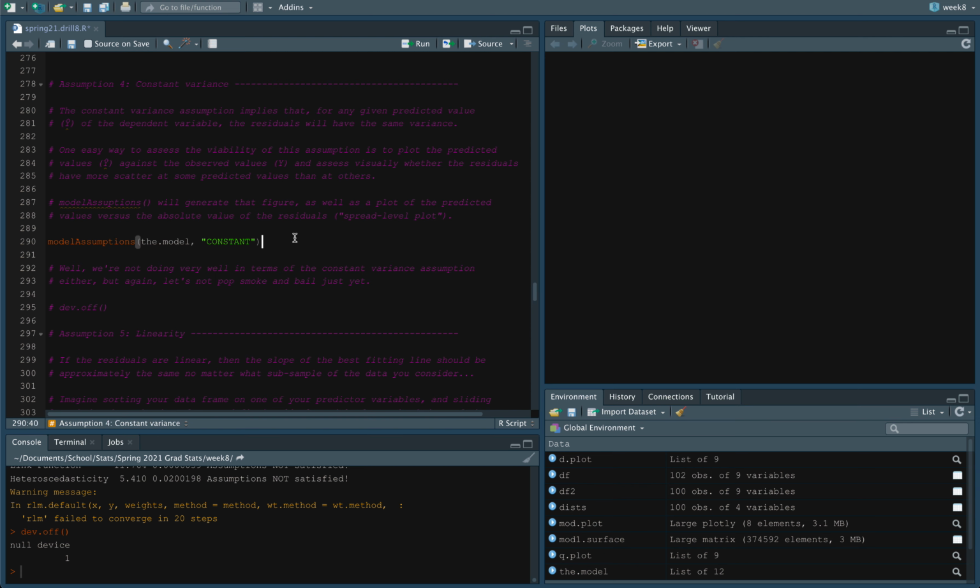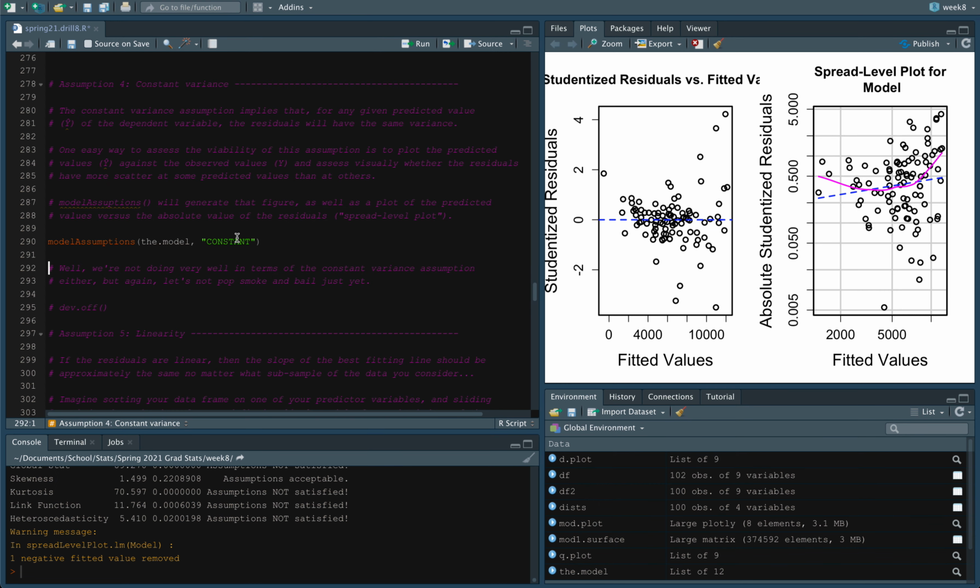So what we're going to do is plot our predicted values against the observed values by telling the model assumptions we want constant variance. And that's what we're doing here. What you can see here, you could almost think about this as a sideways cone, or like a triangle kind of thing.